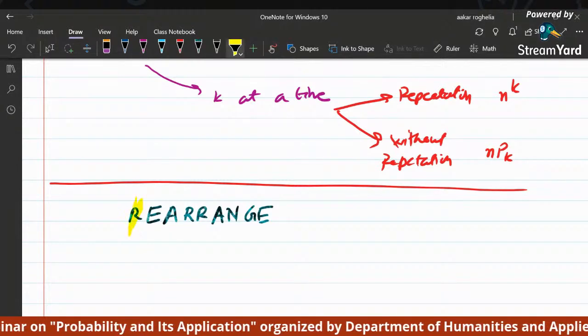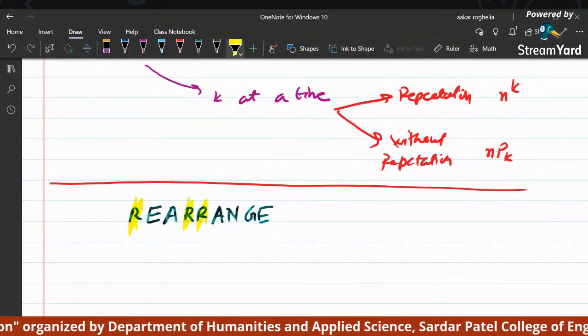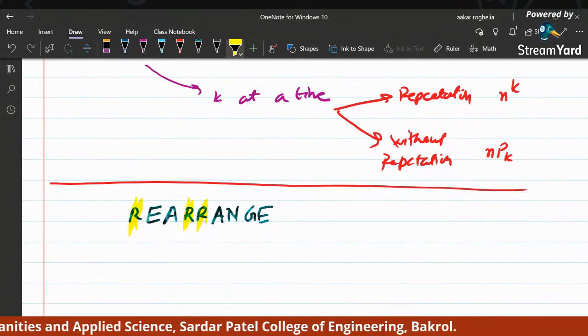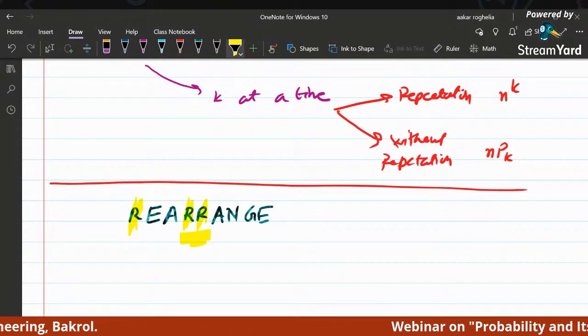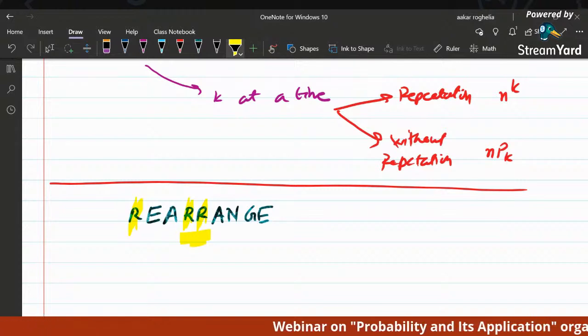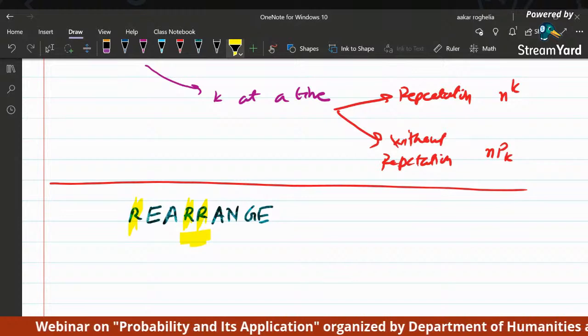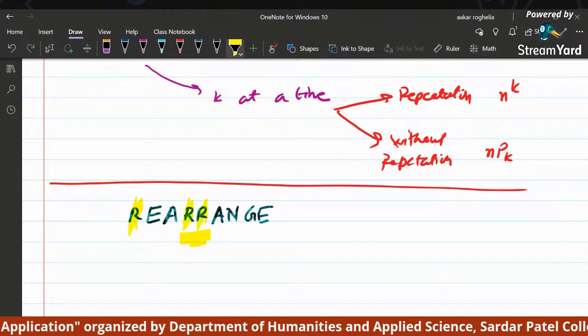Some of the letters are like this. R, R. It is repeating. Similarly, A is also repeated. E is also repeated. So if you replace these two R's, it doesn't make a new word. It will have the same thing. If this kind of thing is there, and you want to do the permutation, how to find that out?